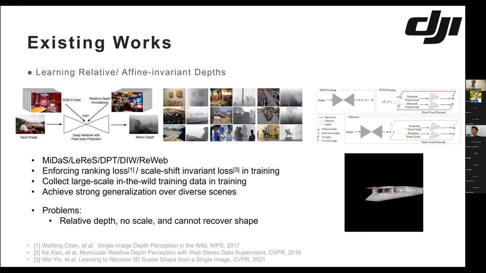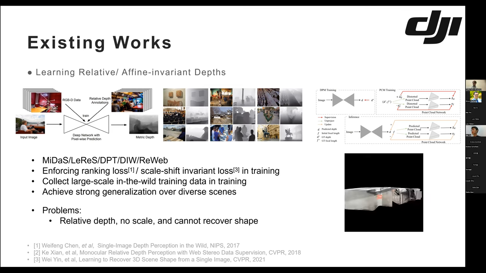Many methods propose to learn relative depths or affine invariant depth. Relative depths mainly represent the depths in a ranking way. It means one point is farther or closer than another one. Affine invariant depth means that the predicted depth is up to an unknown scale and shift.